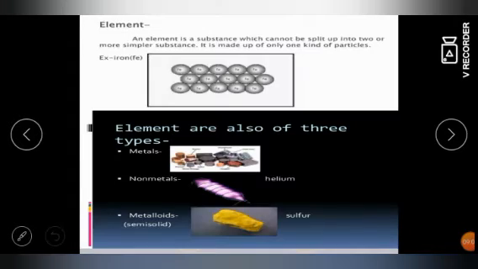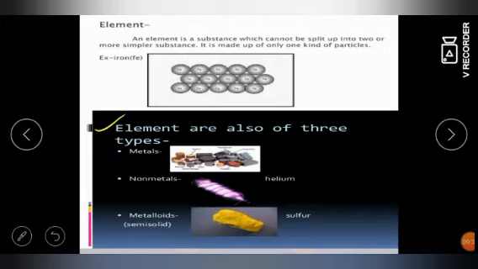Okay, so elements and compounds. First, element. An element is a substance which cannot be split or broken into two or more simpler substances. It is made up of only one kind of particle. For example, iron, meaning लोहा जो आपके आसपास होता है, that iron is made up of only iron metal. Gold is made up of only gold metal. Copper is made up of copper element. So these are called elements.